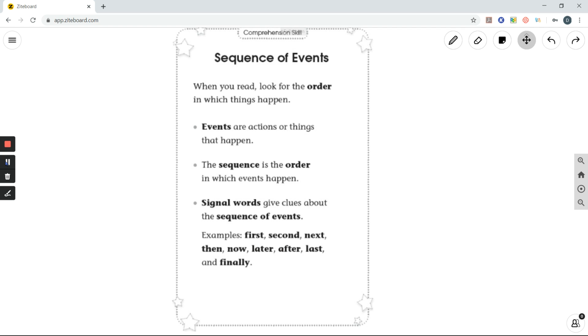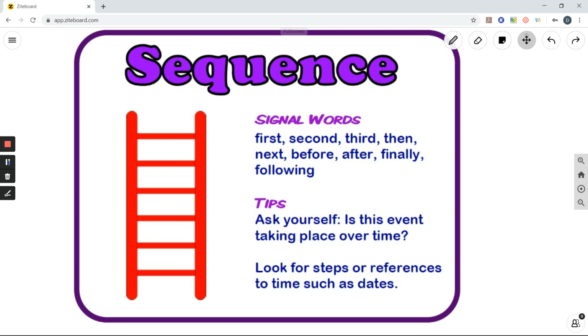Oftentimes, authors will use signal words to give clues about the sequence of events. Some examples include first, second, next, then, now, later, after, last, and finally. You can think of a sequence as the rungs on a ladder. You have to start at the bottom in order to get to the top. Certain events need to follow an order and go in specific steps.